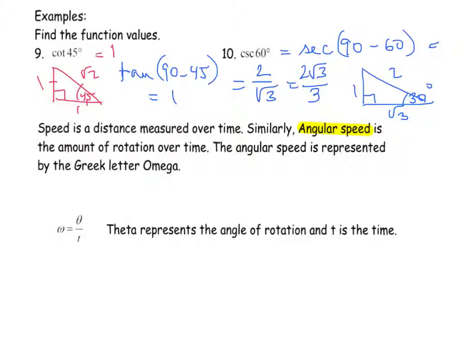Speed is a distance measured over time. Similarly, angular speed is the amount of rotation over time. The angular speed is represented by the Greek letter omega. This is a lowercase omega right here, and it kind of looks like a W, but it's a little bit curved. So when I write it like that, that's lowercase omega. And lowercase omega is theta divided by the time.